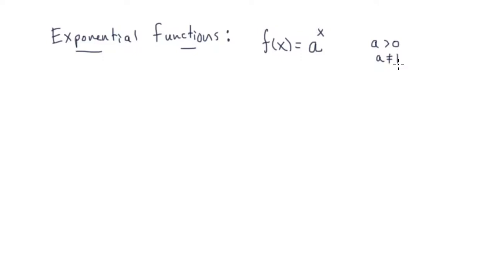And the reason we require that a not be equal to 1 is not necessarily clear right now. So if I let a be 1, well, 1 to anything is just going to be 1. So it seems like we would just get the constant function 1. But we want to exclude that case because we actually want exponential functions to be 1-to-1 or invertible.